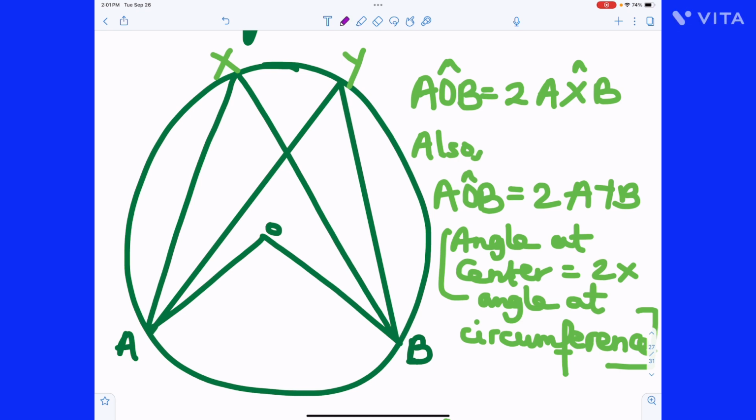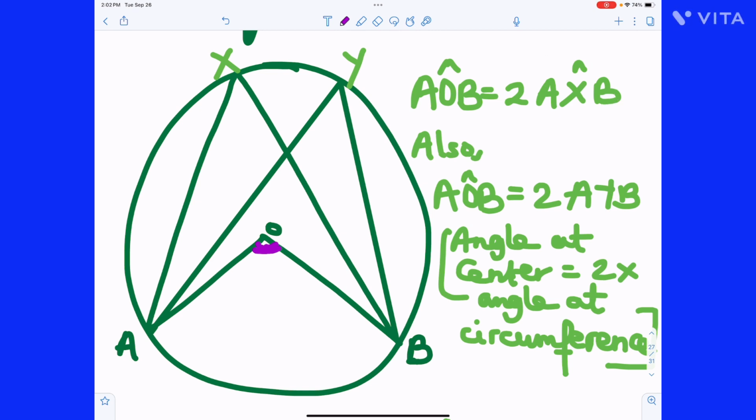So, consider angle AOB. Angle AOB is formed on this arc at the center of the circle. Look at this arc. This arc forms angle AOB at the center, and it also forms angle AXB on the circumference and AYB on the circumference. Meaning that from our earlier theorem, this angle is equal to 2AXB.